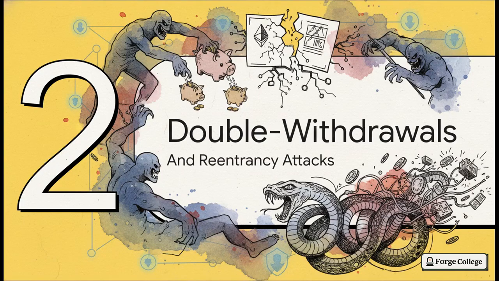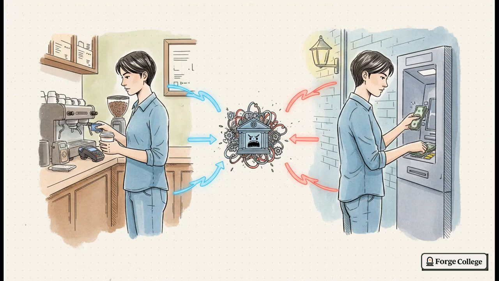Moving right along to Section 2, double withdrawals and reentrancy. Time to sketch out the first major threat vectors. Think about the gap between expectation and reality for a second. Imagine trying to buy a coffee with your debit card while simultaneously withdrawing your last $20 at an ATM. You're basically hoping to complete both actions before the bank servers can update your balance. Well, that is exactly the double withdrawal race we've got to prevent in our smart contract.